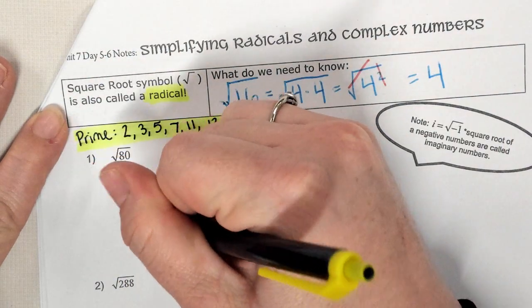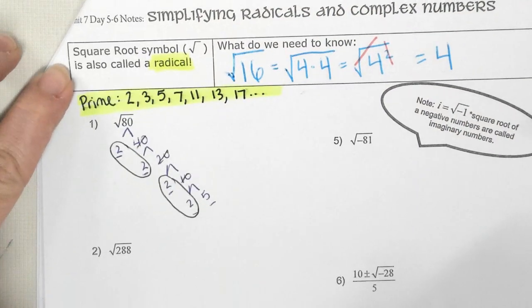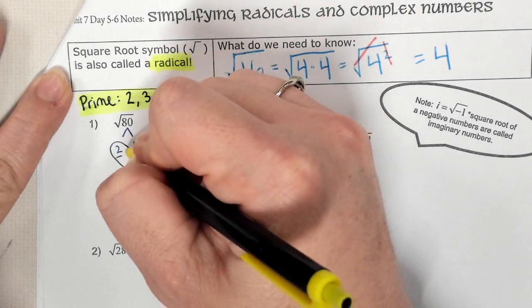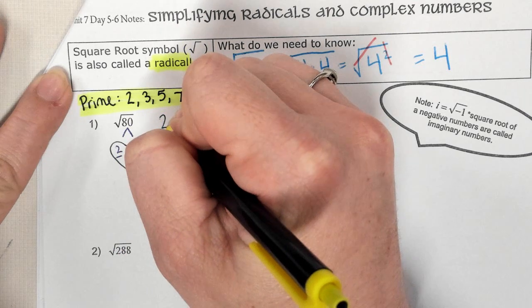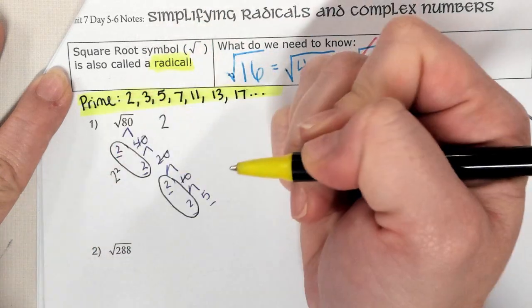We also have this 2. Now, does the 5 have a pair? No, so that one does not. So the reason we get to take out just a 2, now I'm only going to take out, because of this circle, I'm only taking out a 2, not 4, because this is the same thing as 2 squared.